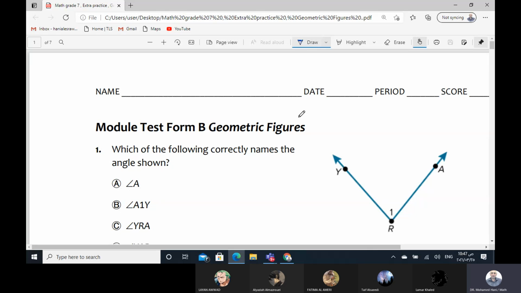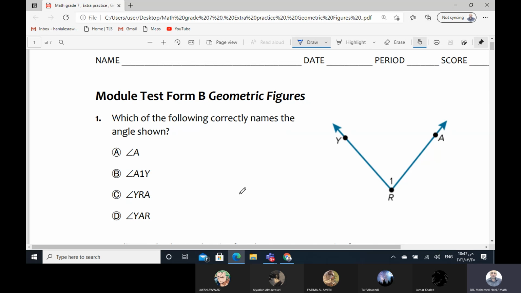Math, grade 7. Today we will continue our revision for final exam term 2. Geometric figures. Which of the following correctly names the angle shown? We have this angle as you see. Who can tell me what is the correct answer here?